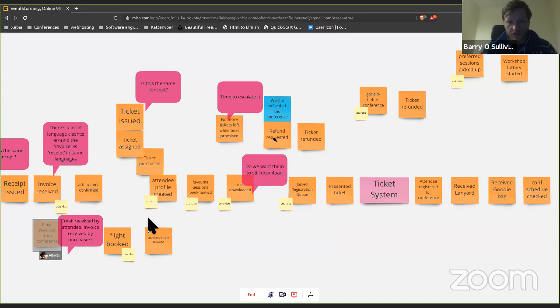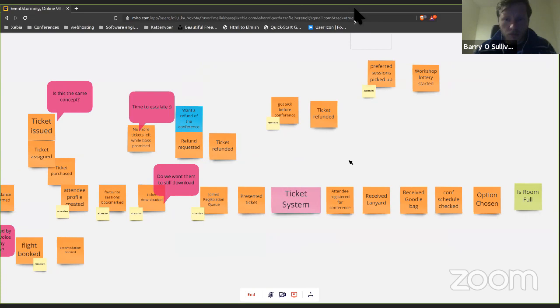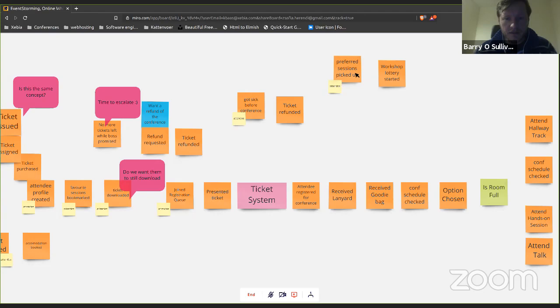Okay, before we get into the actual attendance flow, we've got a couple more up here. Preferred sessions picked up. So that's similar to the one we had, to the bookmark, yeah, the one we had previously.